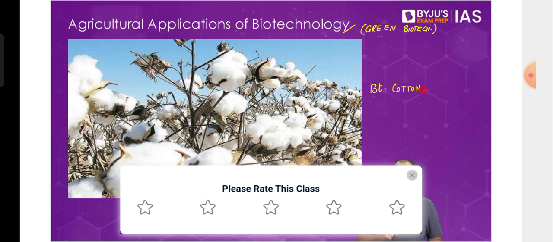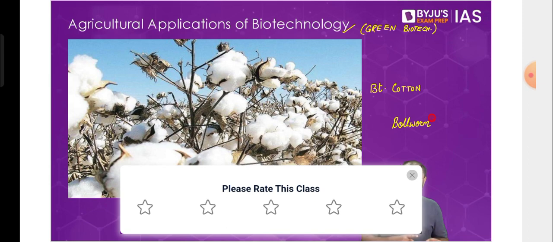The problem we were facing with cotton cultivation was that a lot of cotton crops were getting destroyed by the action of a certain pest called bollworm. These bollworms would simply eat cotton crops and destroy them. This was a big challenge. There was almost as high as a 20 to 25% reduction in productivity because of the action of this particular pest, bollworm.